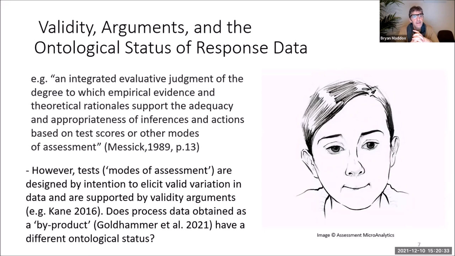So data particularly that's produced as a byproduct maybe has a different ontological status. And as a result, there's a question in terms of how we validate it, about what's required in order to do that validation process. For example, whether embodied or physiological responses are in any way reliable or compliant with the kind of standards that we would normally have for interpretation of data.